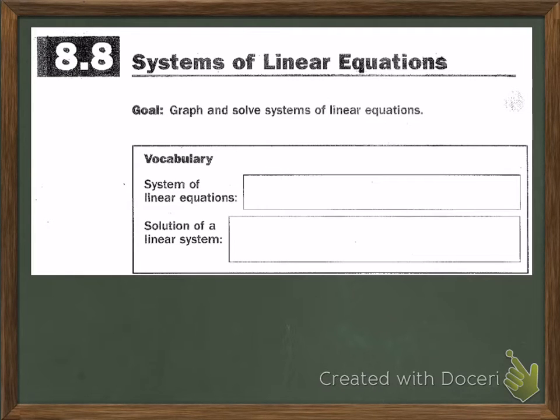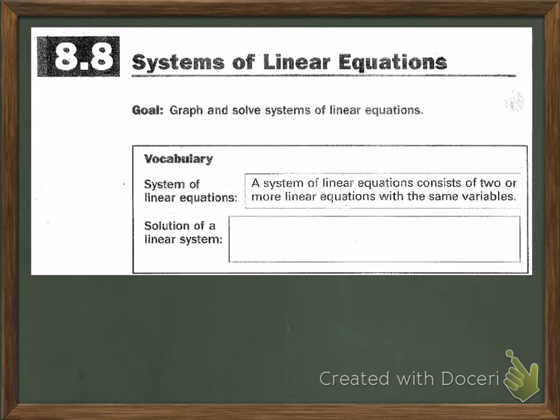So graphing and solving a system of linear equations is our goal for this section. And so we need to know what a system of linear equations is. A system of linear equations consists of two or more linear equations with the same variable. So the difference here is we're going to be looking at two or more linear equations together. So far we focused on one equation at a time. This is going to be two or more equations at a time.